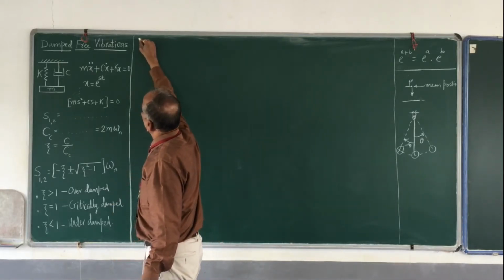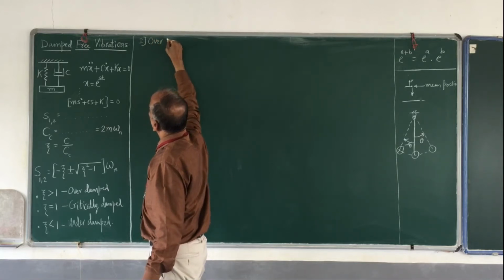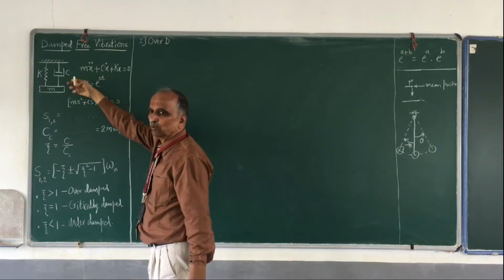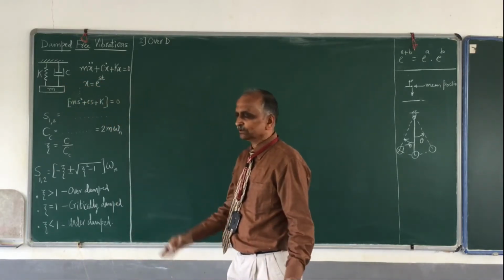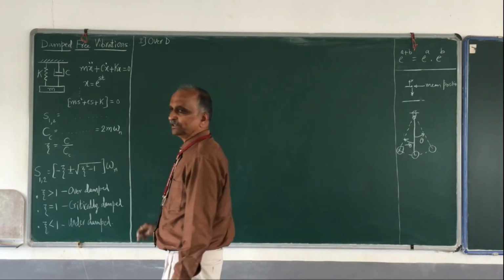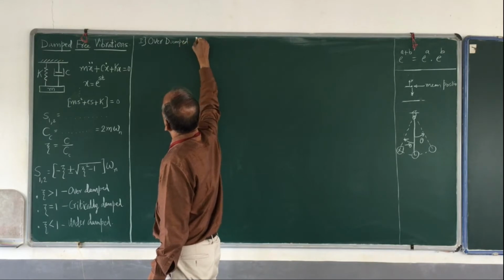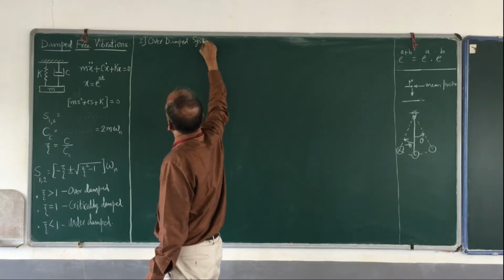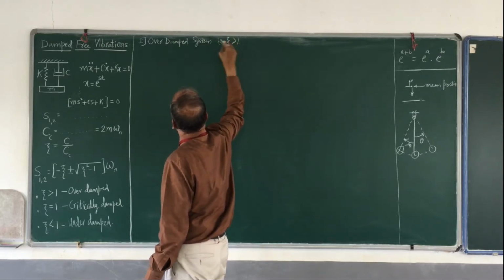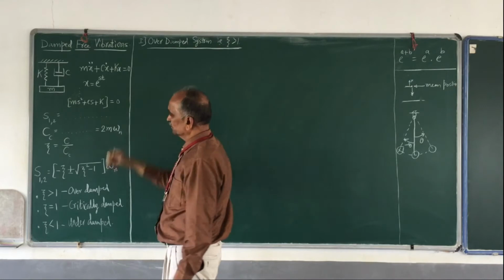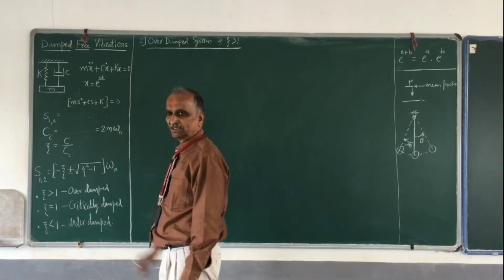I shall start with the first case. What is that? Overdamped system. The system has K, M and C values such that the zeta value is greater than 1. Overdamped system, that is, zeta is greater than 1. Let me quickly go through. Now zeta is greater than 1, that means C is greater than CC.